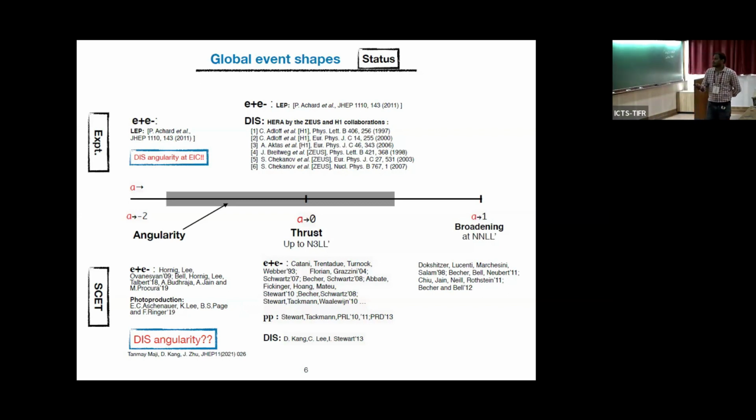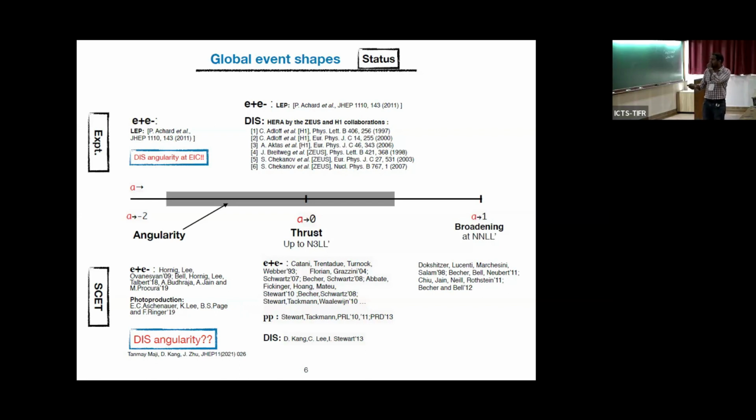And if I look at the soft collinear effective field theory approach, thrust is extensively studied by people like Jan, Stewart, Baker, and so on. And again, we have a few more for the PP, also by this group. And DIS for thrust is also addressed by Chris Lee and Dai Qiang at UCSD, I think, University of San Diego.